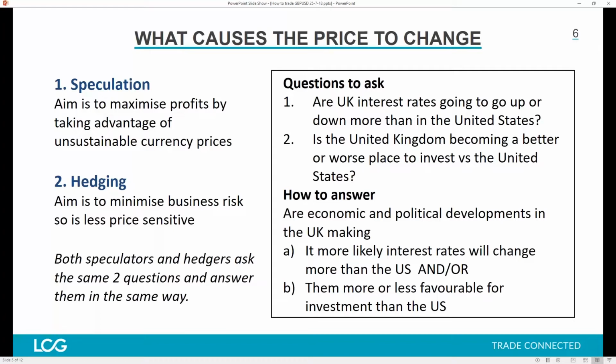If you're a hedger, your aim is very different. It's just to minimize the business risk. So it's not necessarily about the price and where it sits relative to history. It's more about where the price sits relative to the deal you're making in 3 months' time, a year's time, and to hedge off any potential movement in the currency price which could take place between the date that you sign the deal and the date that you get paid, for example, as a business.